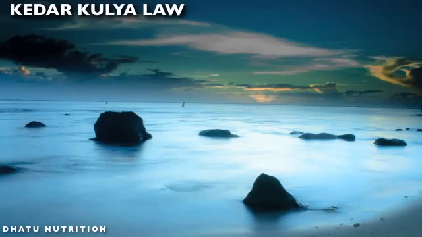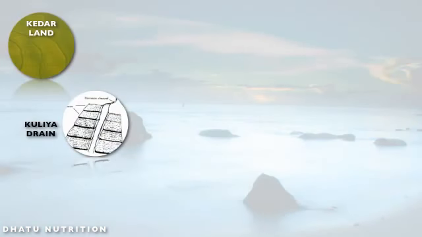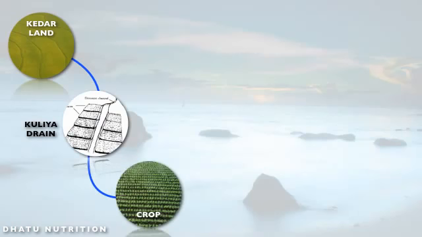Kedar Kulya Nyaya. The word Kedar means small pieces of land and Kulya means drain. Crops in a field get irrigated by creating Kulya or drains and Kedar or small pieces of land. The small pieces of land get irrigated one by one through drains in sequence. In the same way, different dhatus of the body get nutrition one by one in sequence through vessels.